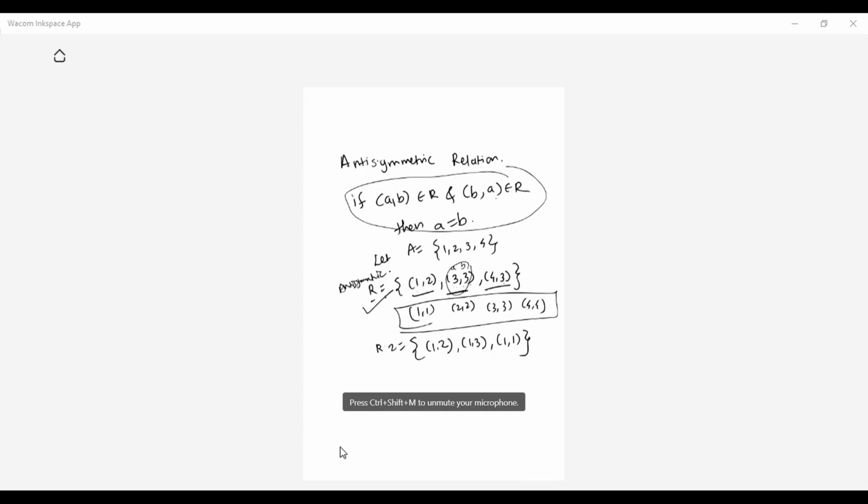Shall we move to the next property, students? Quickly type. Only two or three students' replies I'm getting. I want to see a yes from every student. Otherwise, I'll repeat it again if you're not getting it. Okay, perfect. Now, next, we'll see transitive relation.